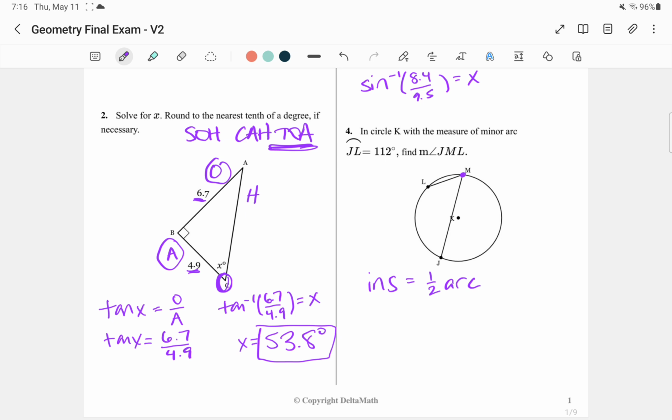So our inscribed angle, that's what we're trying to find, so we're going to put x, and then it says our arc is 112 degrees. So we're going to write 1/2 and put in 112 for our arc. We know it's the arc because of this little swoop symbol, and we know the angle has that angle symbol. That's how we know where to put the numbers or the variable. And so 1/2 of 112 is just 56.